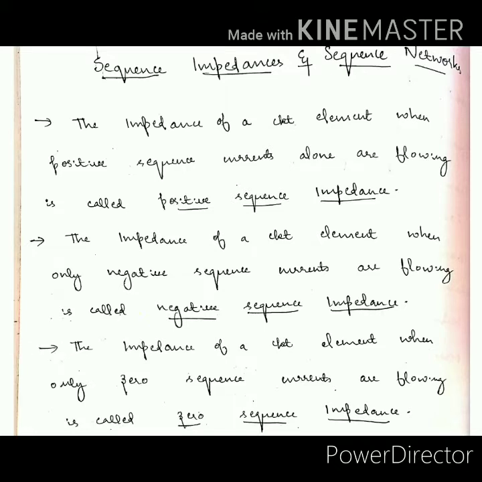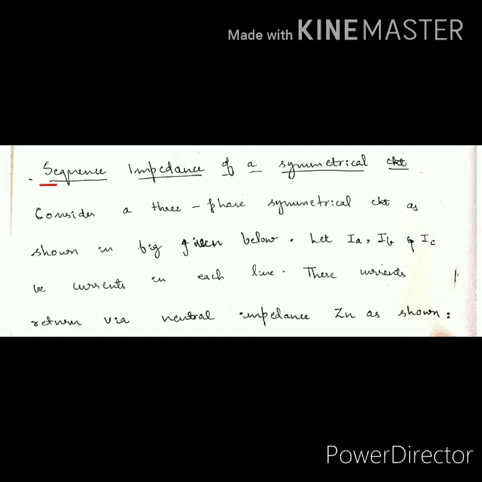Okay, next we'll see the first derivation, sequence impedance of a symmetrical circuit. So we have to get the final expression for positive, negative and zero sequence impedance. Let's consider Z1, Z2 and Z0. This is not so important, but still there is a chance of this question also.